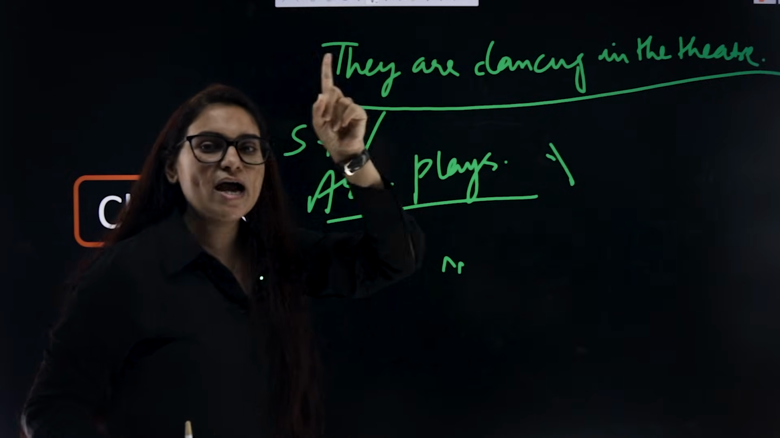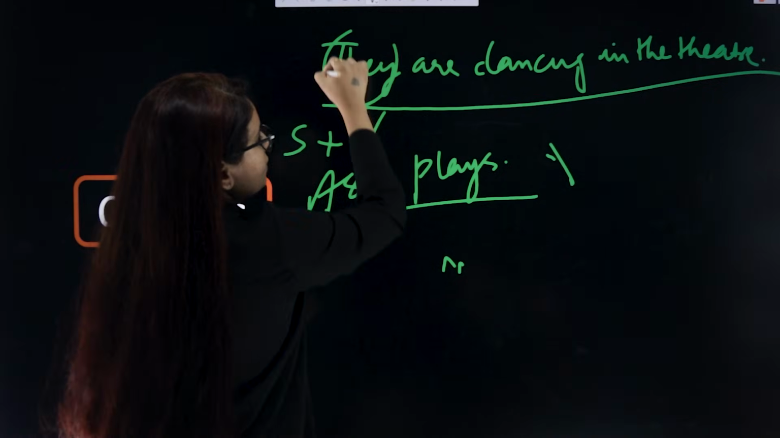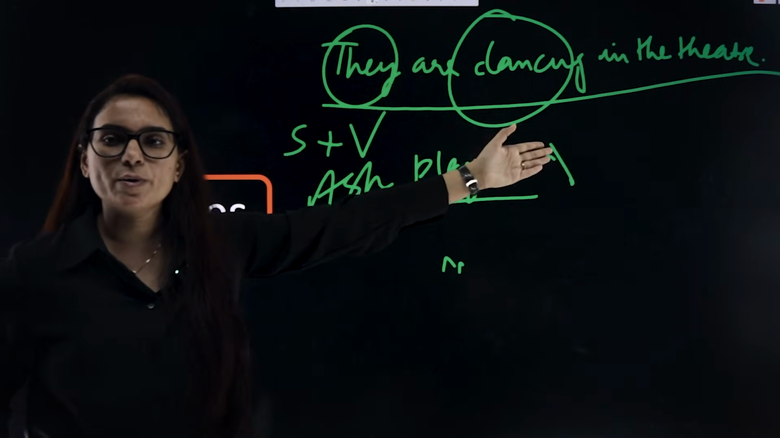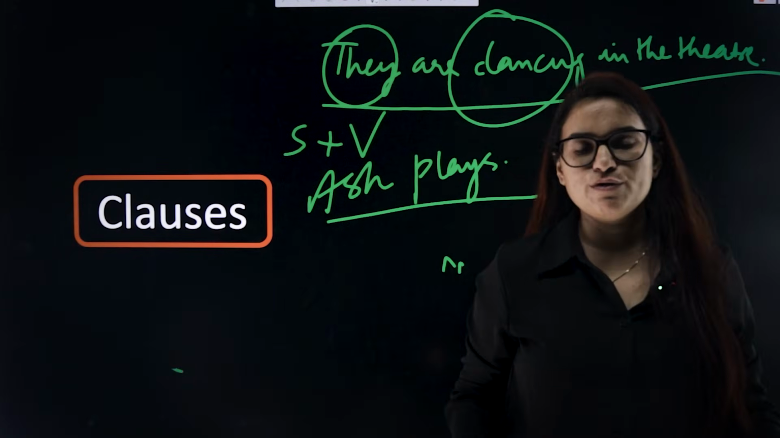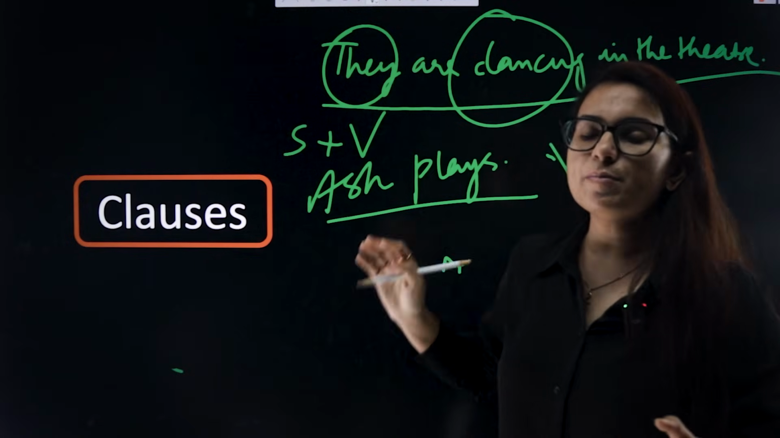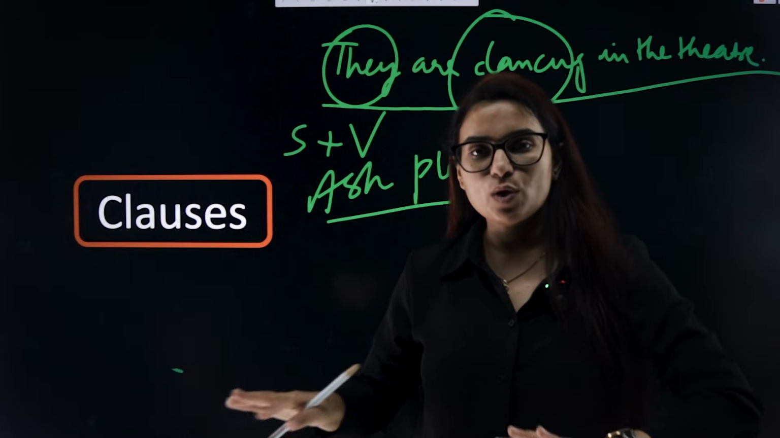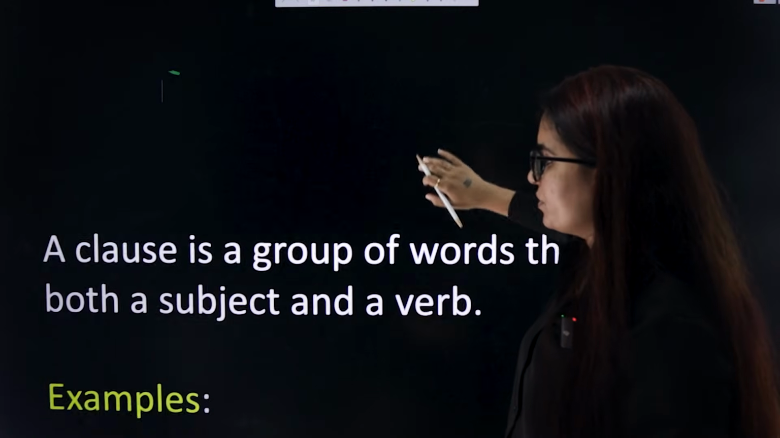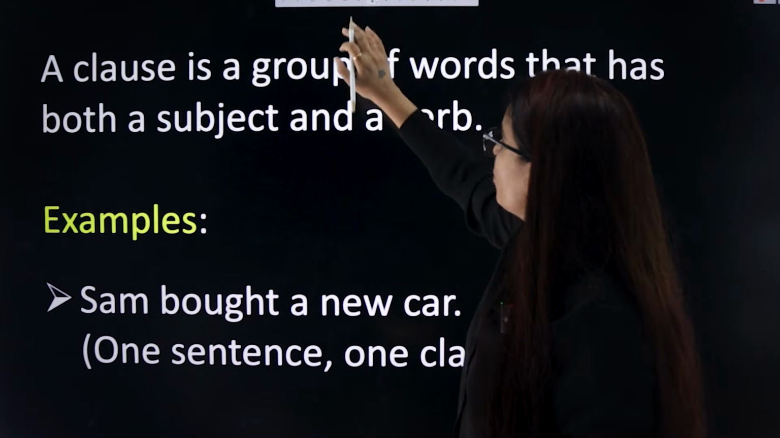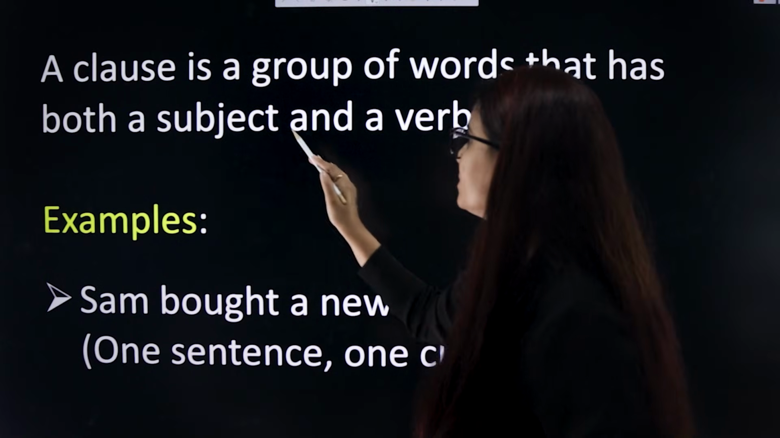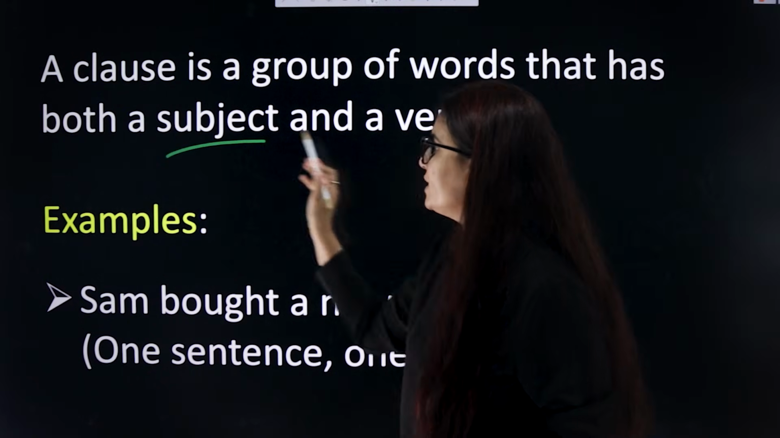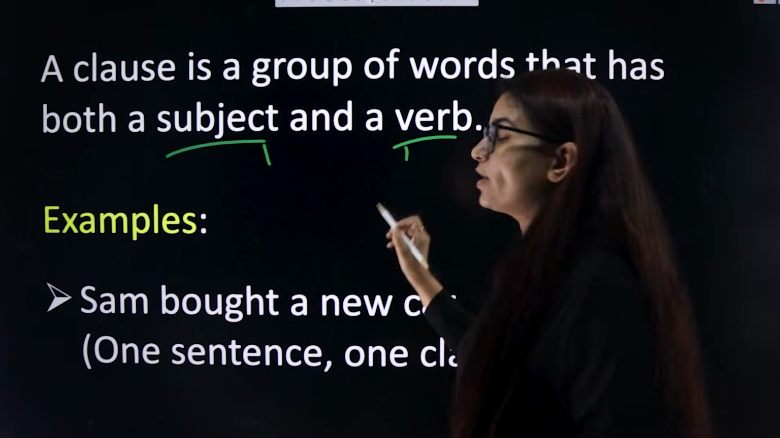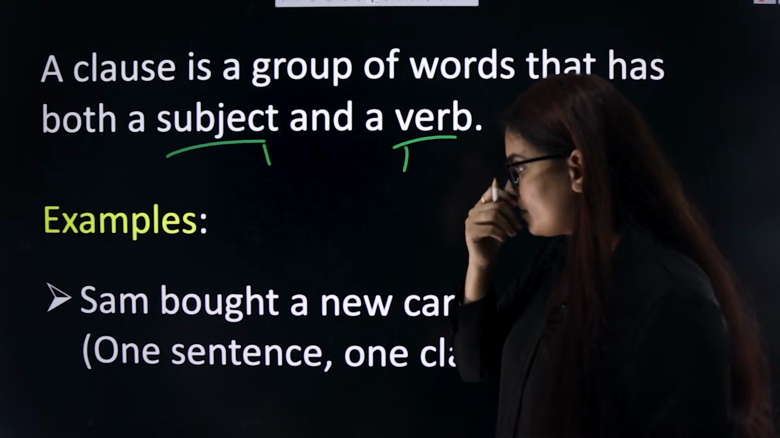In that sentence, we have one clause. This is a clause. Subject, verb. Any combination of words which has a subject and a verb in it is called a clause. Always remember this. Now, we'll talk about it in more length with proper examples. A clause is a group of words that has both a subject and a verb. If you have subject and verb together, you can call it a clause. If one part is not there, it will not be a clause.